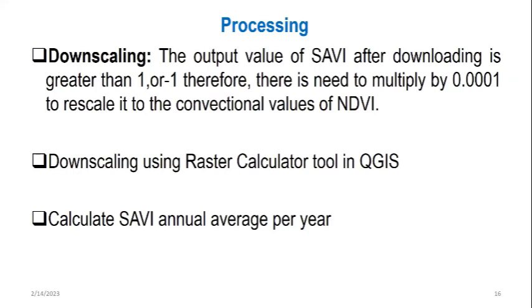Then the other thing you want to do is calculate the annual average per year. Because there are several years you're studying, maybe from 2009 up to 2019, you just need to take the average per year. From the composite, remember the 16 days composite that we downloaded, maybe there are 23 images in a country. So what you do is add the images, and then you divide by 23, the number of images, so that you're able to get the annual average per year.